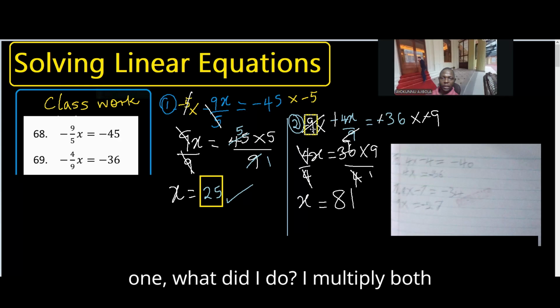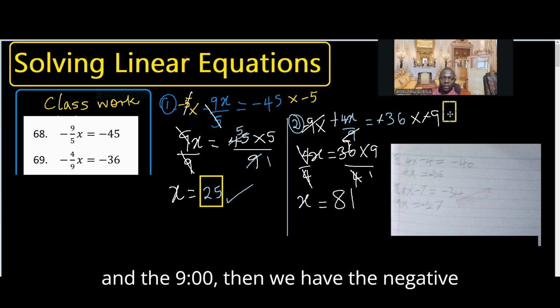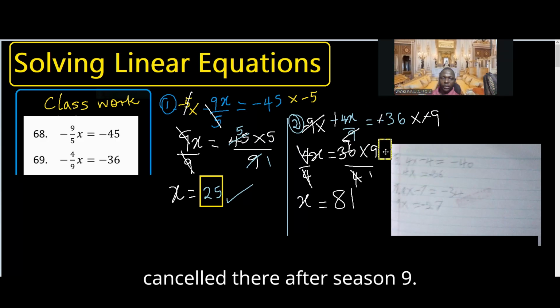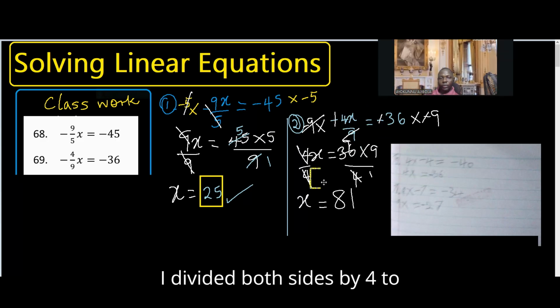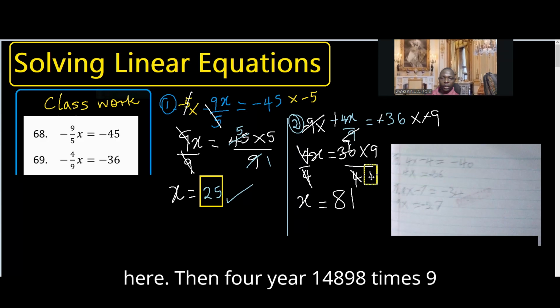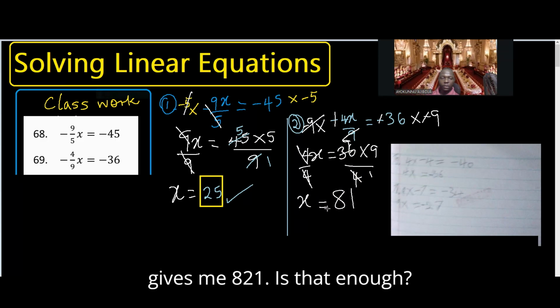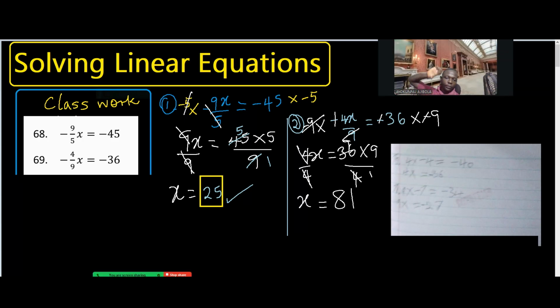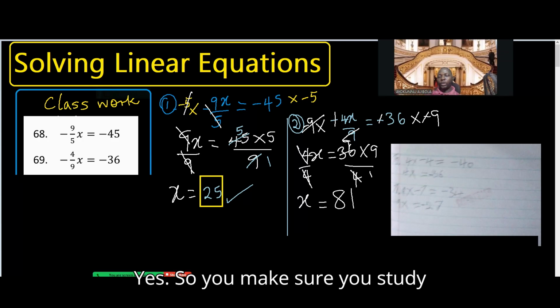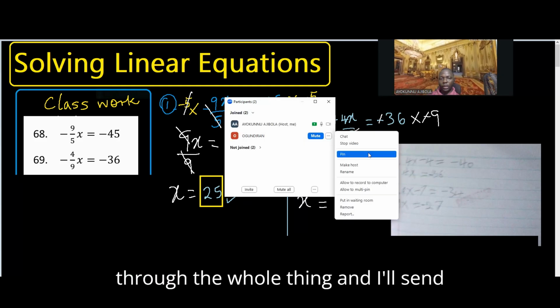And the second one, what did I do? I multiplied both sides by negative 9, so negative 9 cancels the negative and the 9. Then I divided both sides by 4 to remove the 4 beside x. Then x is here, 4 here 1, 4 here 9. 9 times 9 gives me 81. Is that clear now? Yes. So make sure you study through the whole thing and I'll send you an assignment.